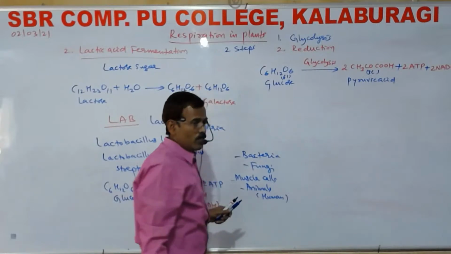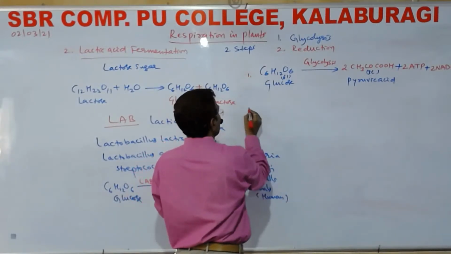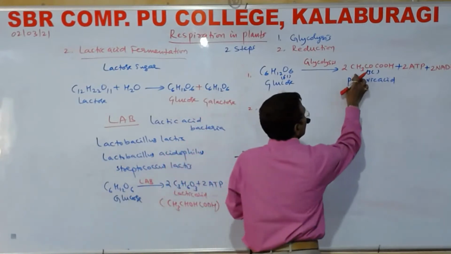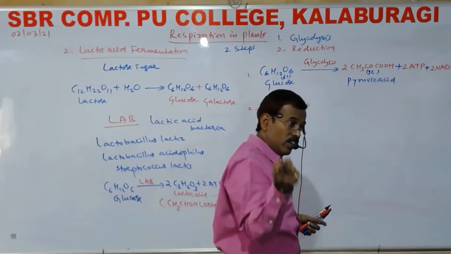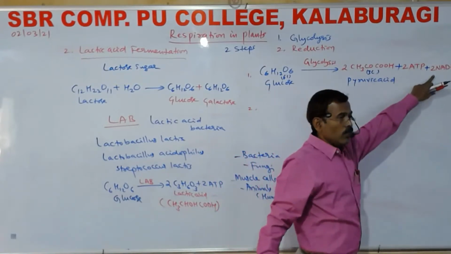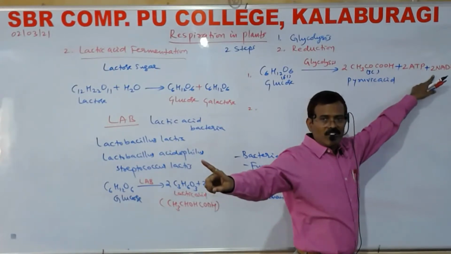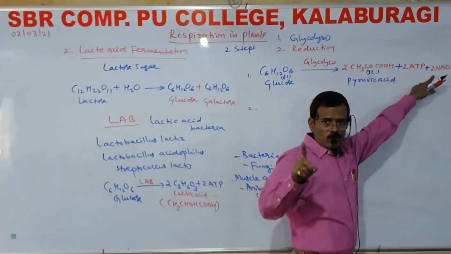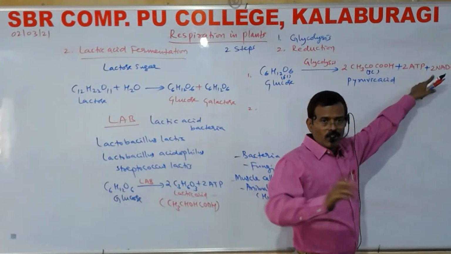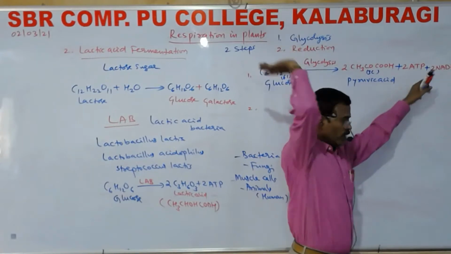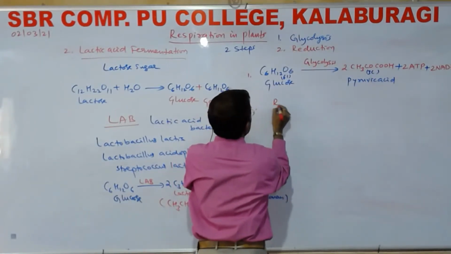Now what happens directly in the second step? This is the first step. In the second step, this pyruvic acid will be reduced with the help of this reduced coenzyme. There is no decarboxylation step in lactic acid fermentation. There is no liberation of carbon dioxide. So now you write that, the second step, that is reduction.